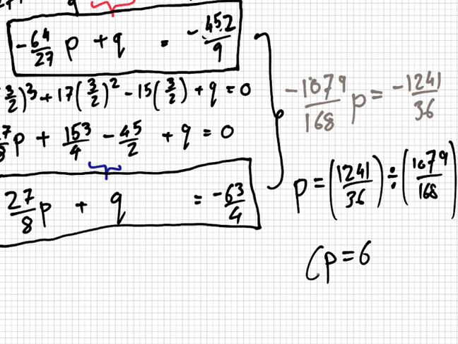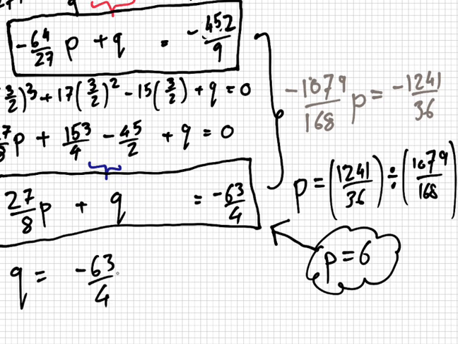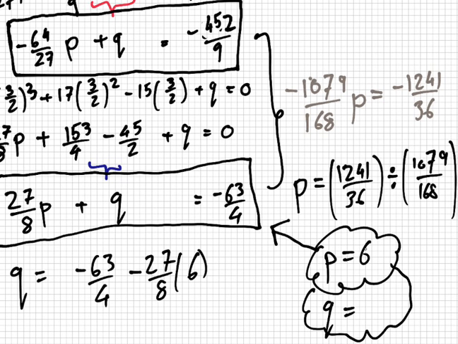6. And then how can I get the q? Sub it back in here. So I get q equals minus 63 over 4 minus 27 over 8 times 6. What's that? What is it, Luke? Minus 36.